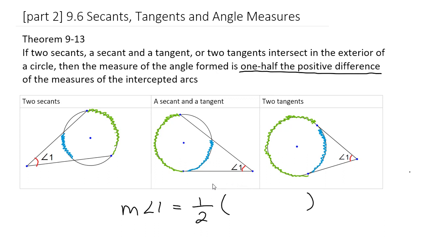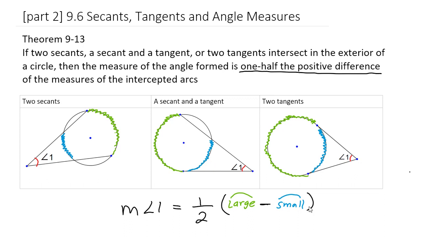So in order to make sure that you end up with a positive difference, all you have to take care of is making sure that the first quantity that you put here comes from the largest arc. So in every case that I have here, that would be the one that I colored green. So let's just go ahead and call it the large arc. So we're going to take away the measure of the smaller arc.